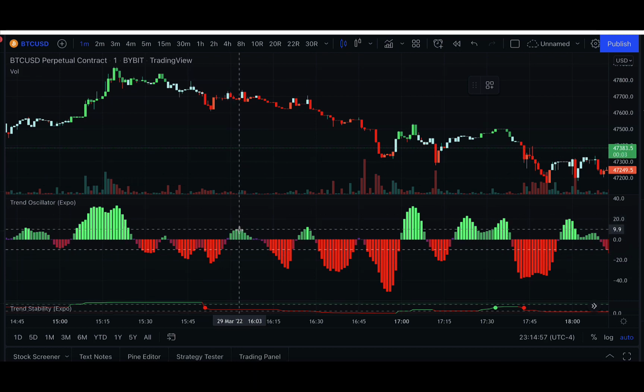So we have green on the trend oscillator. We have red on the candle coloring. So you want to make sure that you enter with the candle being red. If you see the candle's white, just wait for it to be red. Don't enter on any of those whitish bluish candles. Only enter the shorts on the red candles or the longs on the green candles.